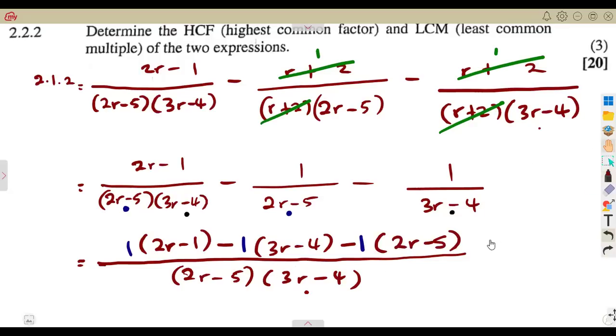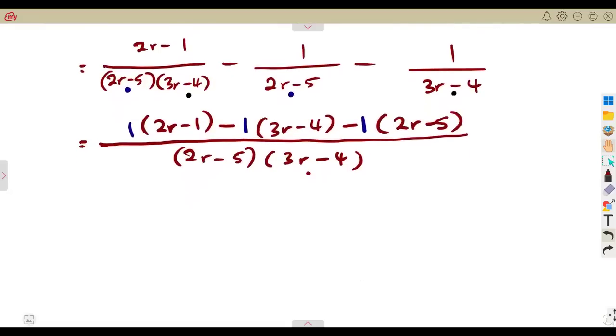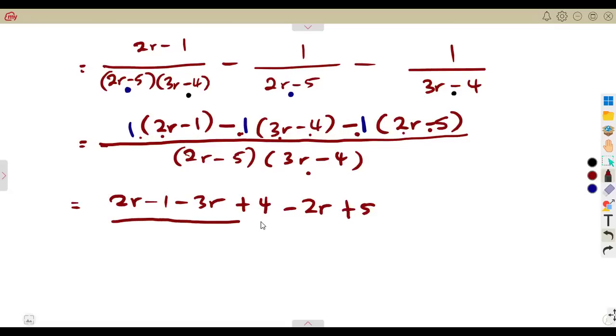So this is where we are. We are going to expand our brackets, collect the like terms. So 1 times anything, guys, remains as it is. So it's going to be 2r minus 1. Minus 1 times 3r, that's minus 3r. Minus 1 and minus 4, that's a positive 4. Minus 1 and 2, that's minus 2r. Minus 1 and minus 5, that's a positive 5. Everything over the LCD. You do not ignore that.